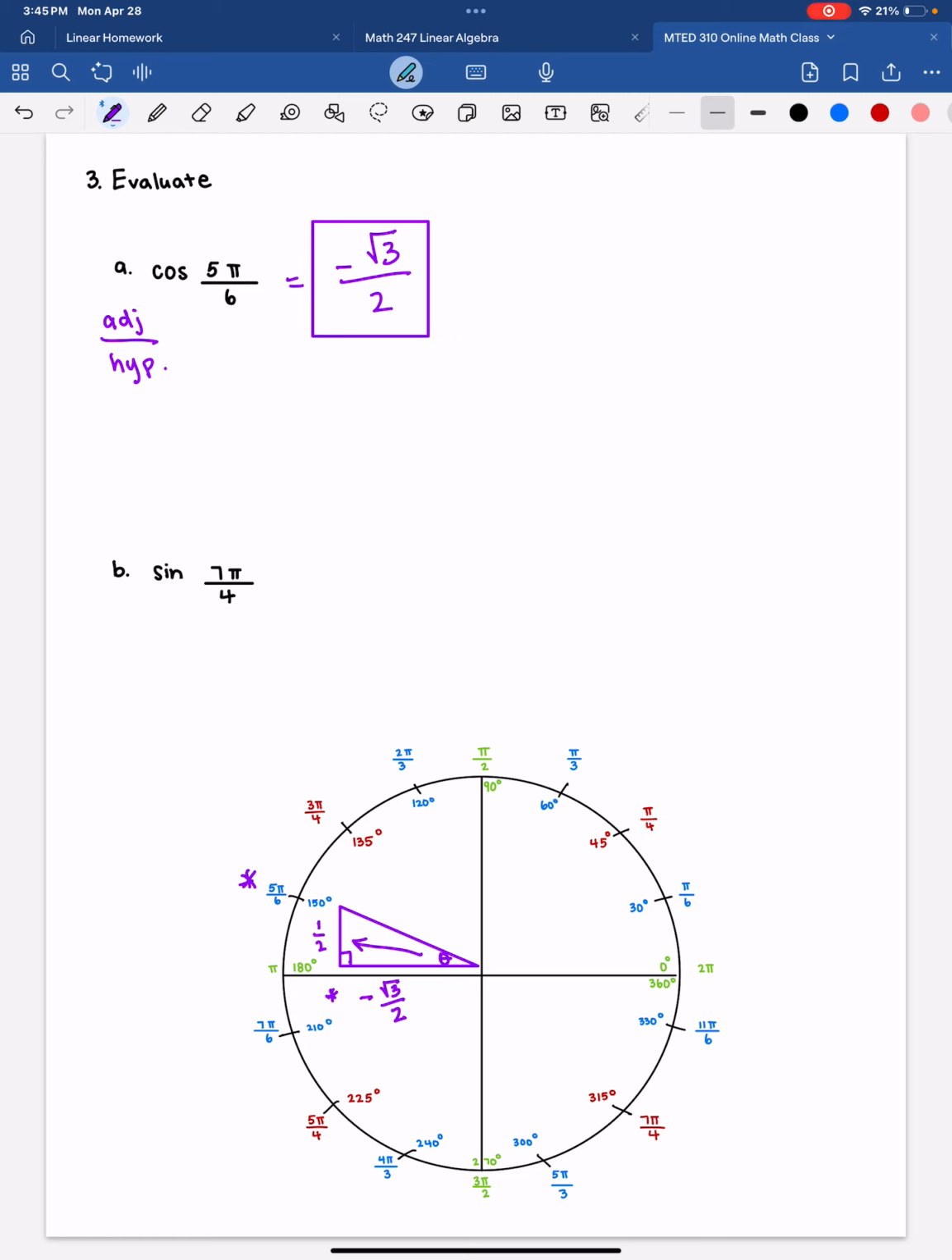And now we're going to go ahead and work on sine. If you think you know how to solve it, go ahead and pause the video now and continue solving. If you don't, you need a little bit of help, I will help you out.